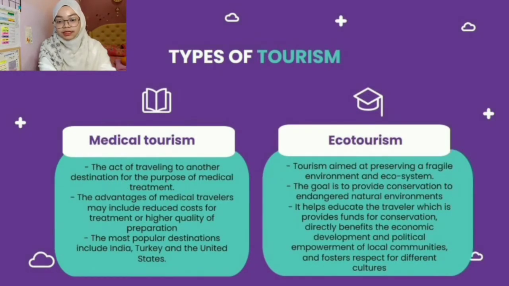Next is medical tourism. Medical tourism is the act of traveling to another destination for the purpose of medical treatment. The advantages of medical tourism are that travelers may enjoy reduced cost for treatment or higher quality of preparations. The most popular destinations include India, Turkey, and the United States. Next is ecotourism. Ecotourism is aimed at preserving fragile environments and ecosystems. The goal is to provide compensation to endangered natural environments. It helps educate the traveler, provides fun, directly benefits the economic development and political empowerment of local communities, and fosters respect for different cultures.